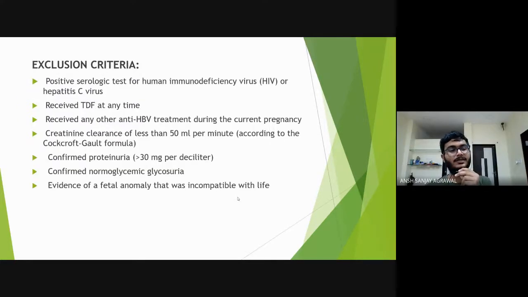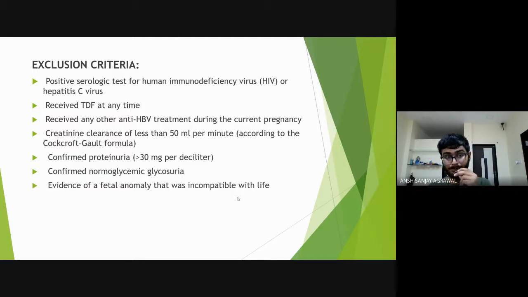And coming to the exclusion criteria, the exclusion criteria were positive serologic test for HIV or hepatitis C virus, whether they had received TDF at any other point of time or had received any other anti-HBV treatment during the current pregnancy. The investigators also excluded people who had creatinine clearance of less than 50 ml per minute, confirmed proteinuria, and confirmed normoglycemic glycosuria, as well as evidence of a fetal anomaly that was incompatible with life.